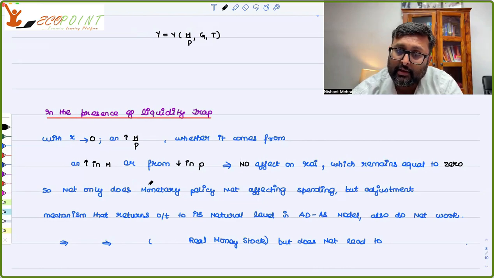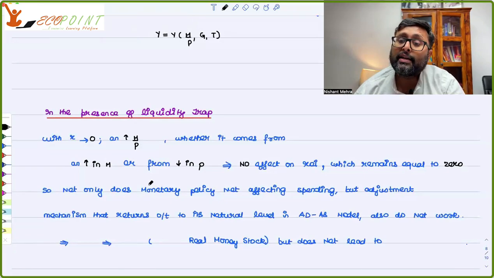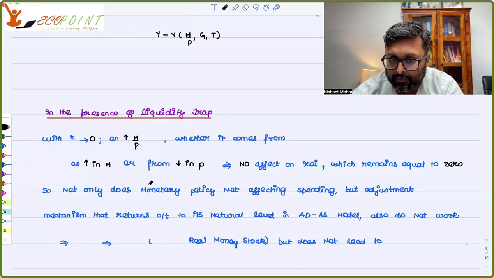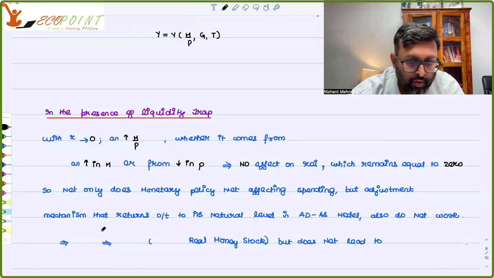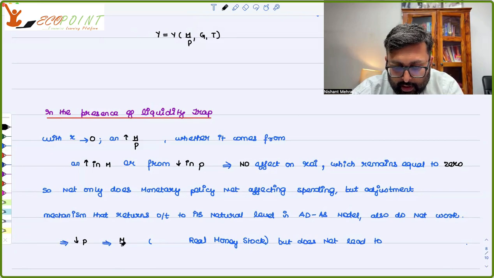Neither it is, but the adjustment mechanism, which is also helping the output to return to the natural level of output, that is also not going to work. So you just think about it. Prices fall. M by P increases. Means higher real money stock.